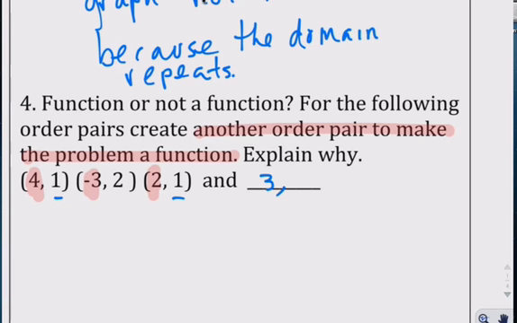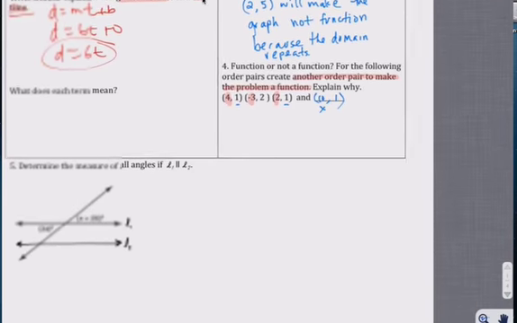I can use 3, and the range can repeat. It doesn't matter if the range repeats. I can put another 1 here. The range can repeat 3 times, 4 times, as long as the domain is different, so you can make that 10, 1. As long as the domain, or the x, is different, then you're good. Doesn't matter what the range is.